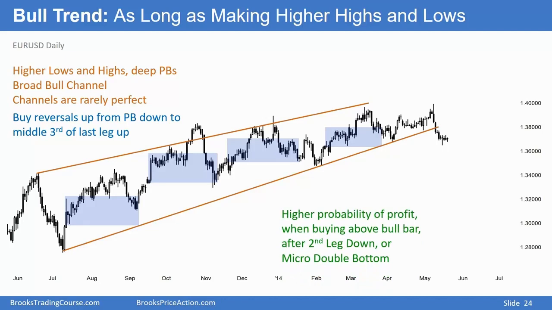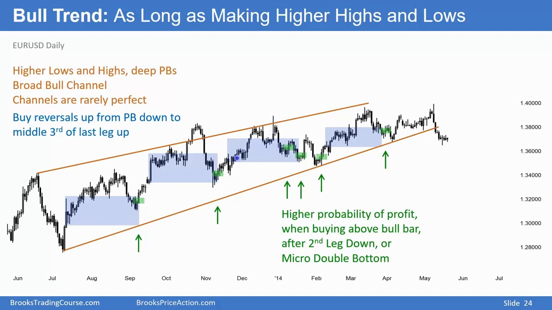Higher probability of profit if traders are buying above a bull bar or after a second leg down. So 1 pullback, 2, micro double bottom, small bull bar. Higher probability buying above that. 2 legs down, 1 pullback, 2. Does not really look like 2 legs, but it is 2 small legs. And then 1 pullback, 2. Maybe this is already 2 legs, double bottom. So it might be 1 and then new high, but part of the correction from this high, and 2 legs down. But anyway, it's a double bottom.